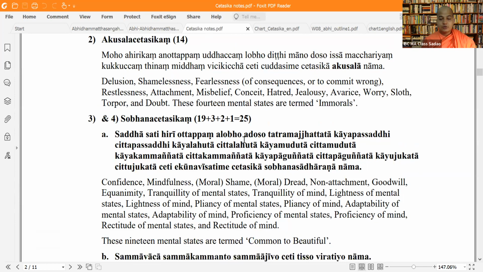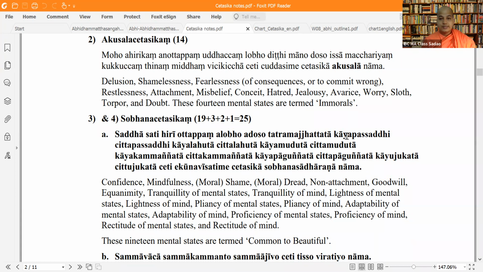Alobo as non-attachment, adoso, goodwill, tatra majjatata, equanimity, kaya passaddi, tranquility of mental states, chitta passaddi, tranquility of mind. Now, here you would find that even though the term kaya is used, kaya passaddi, it is not referring to body, and it should be clear, because here the discussion is on chetasika, mental factors, right? So nothing related to body or form.